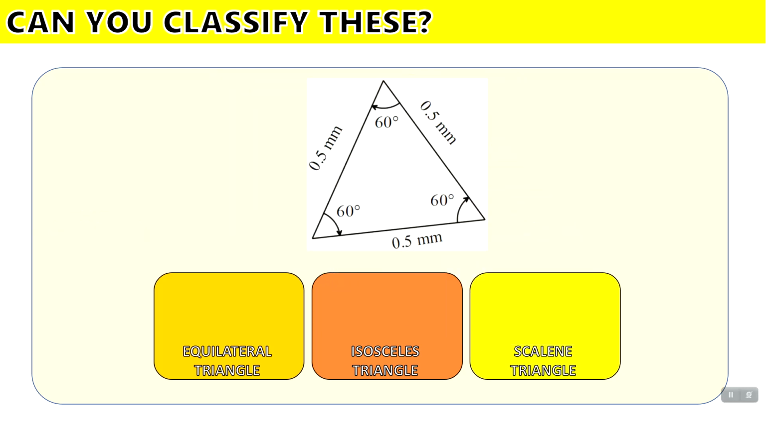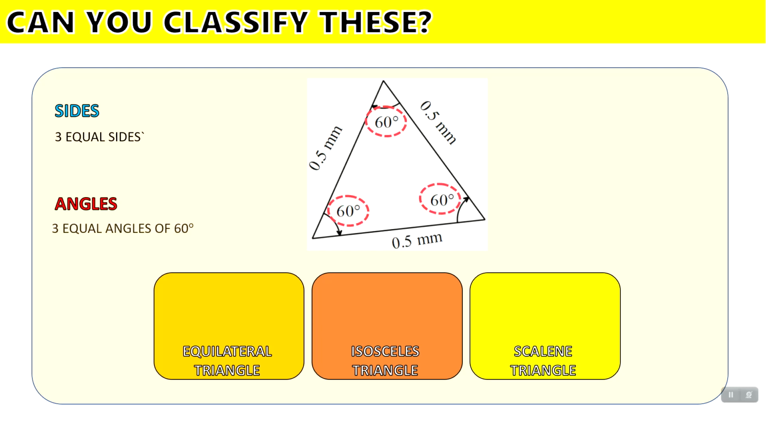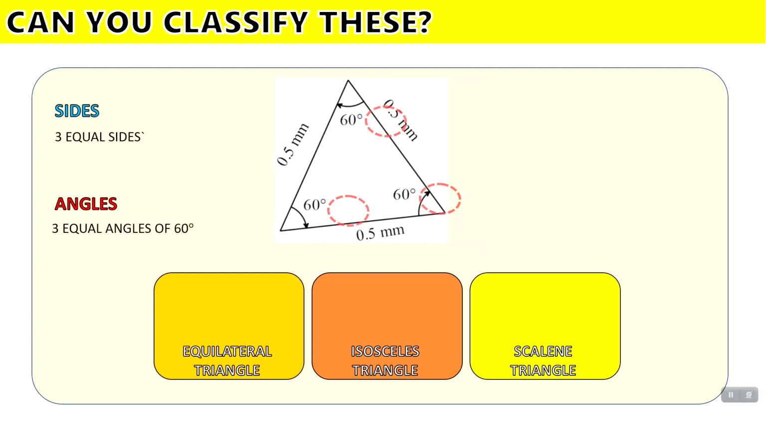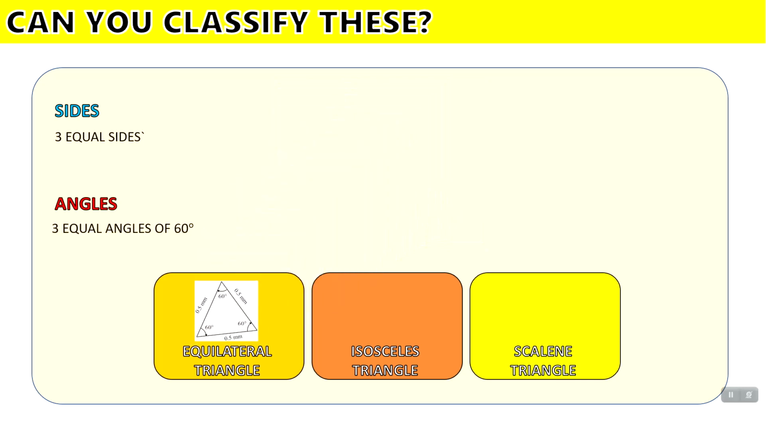What about this one? Let's check the sides again. We can see that 1, 2, 3 sides are 0.5 millimeters, so we have three equal sides. And we check the angles, we can see that we have 1, 2, 3 angles of 60 degrees, so we have three equal angles of 60 degrees. The first triangle we learned had three equal sides and three equal angles, and we called that equilateral.